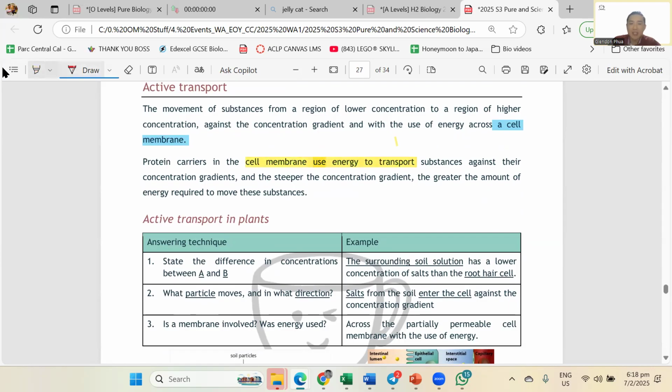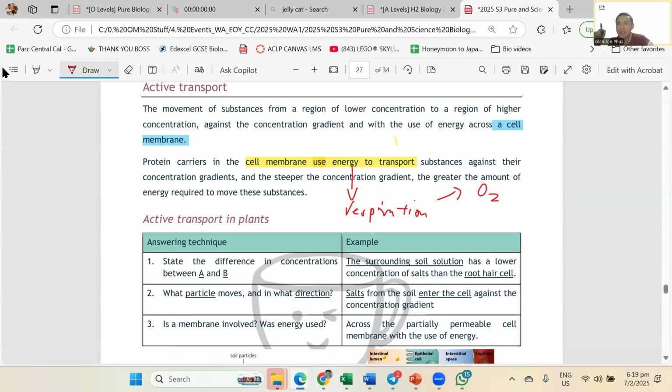So what's the energy going to come from? Energy comes from respiration. So what do I need for respiration? I need oxygen. So if there's a question where they tell you one has oxygen, the other one, the process has no oxygen, straight in your head, this is an active transport question. Take note.